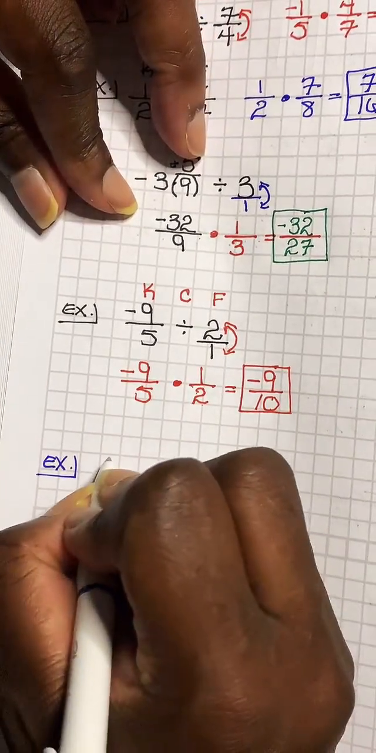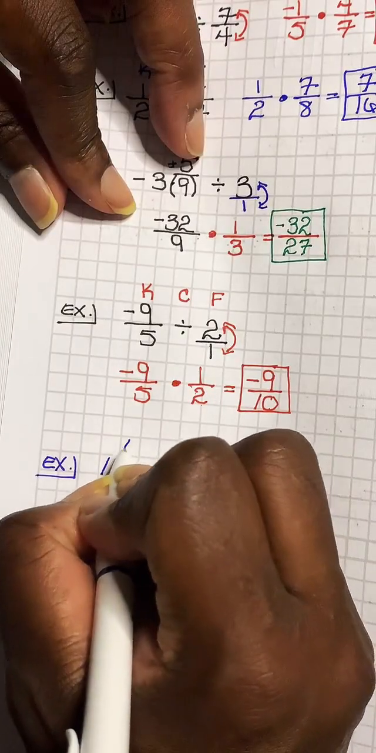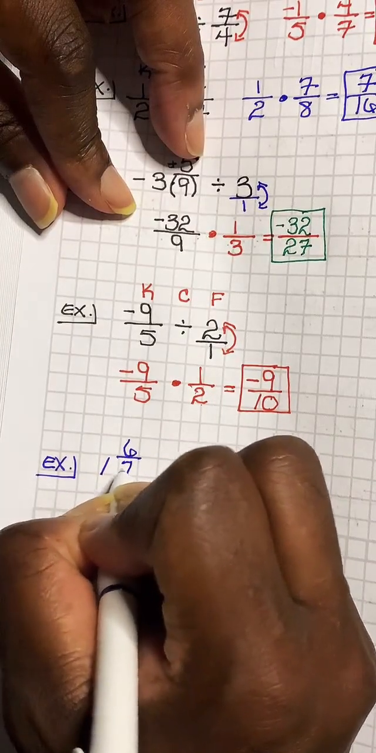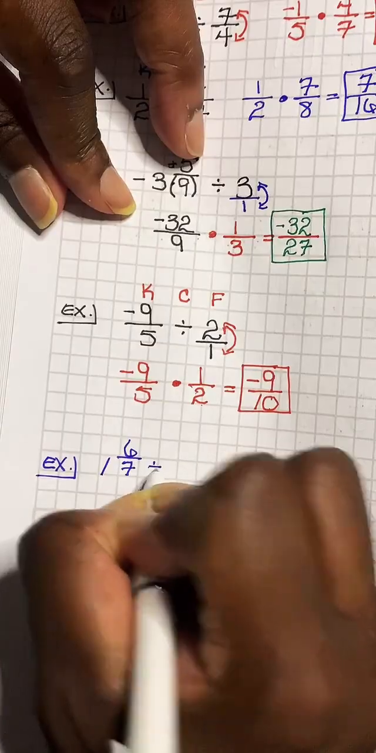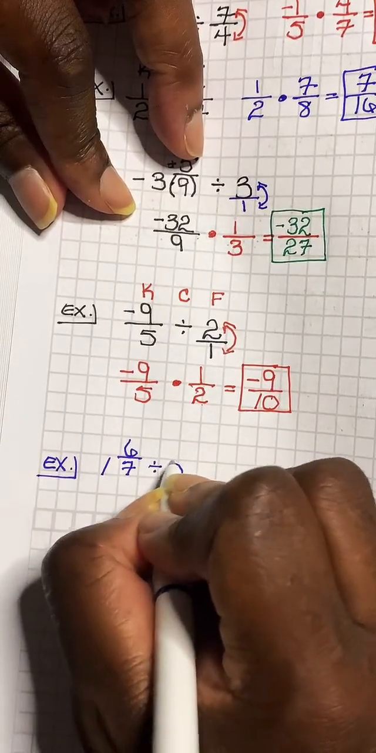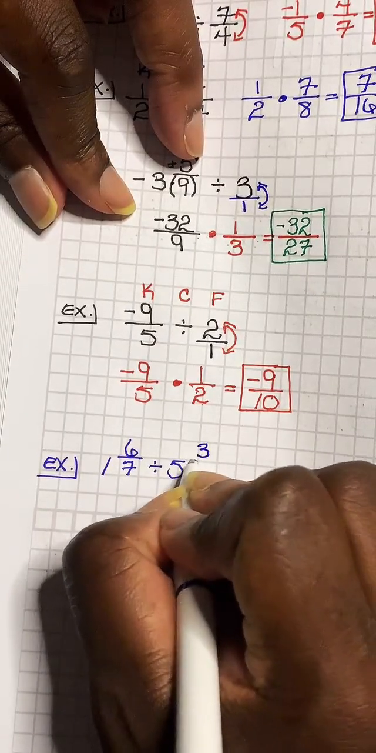Okay, we can do this one. 1 6/7 divided by 5 3/4.